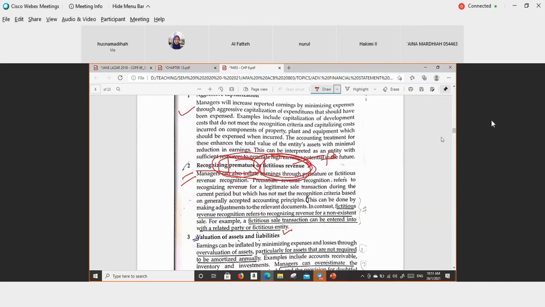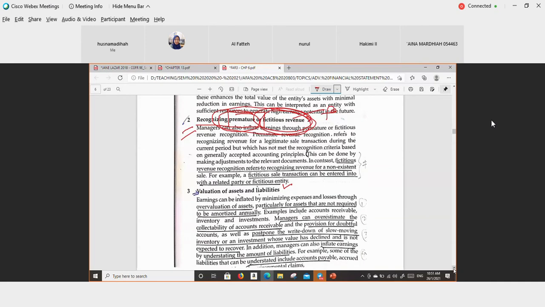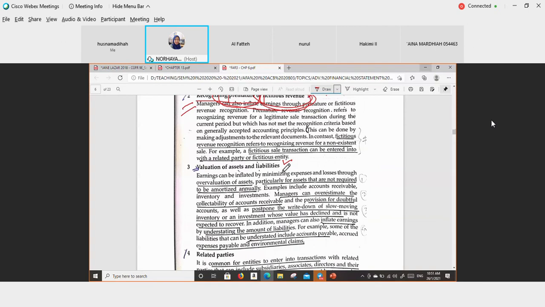Okay, that's number 2. And then number 3, valuation of assets and liability. Earnings can be inflated by minimizing the expenses and losses through overvaluation of assets, particularly for assets that are not required to be amortized anymore. Examples, account receivable, inventory and investment. Managers can overestimate the collectability of the account receivable and provision for doubtful debts, as well as postpone the write down of the slow moving inventory or an investment whose value has declined and is not expected to recover.